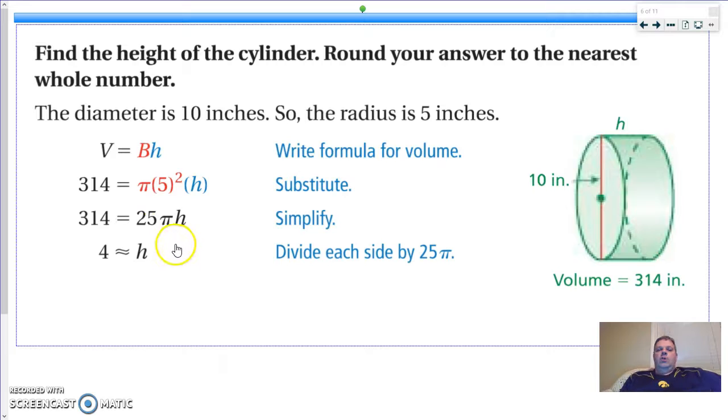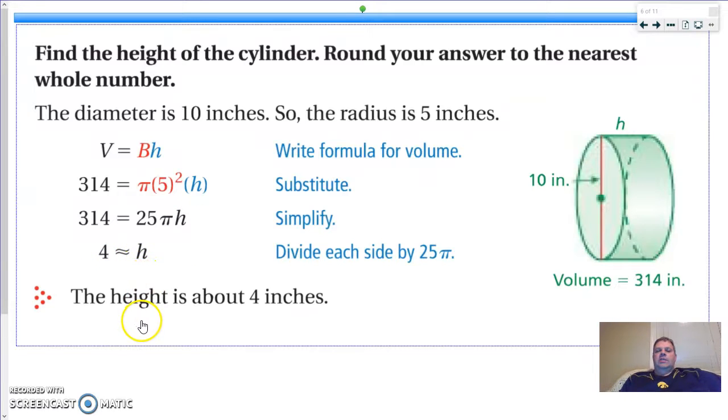Our next thing that we will do is we will take 25 times pi and then we will divide 314 by 25 pi because we want to get h all by itself. In this case, h equals 4. So the height is about 4 inches.